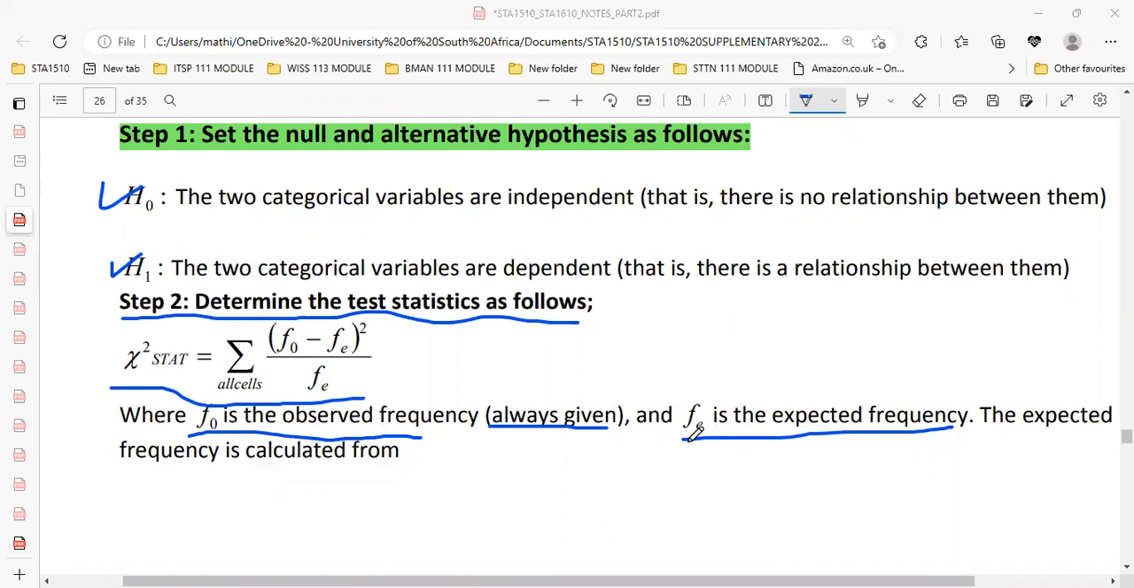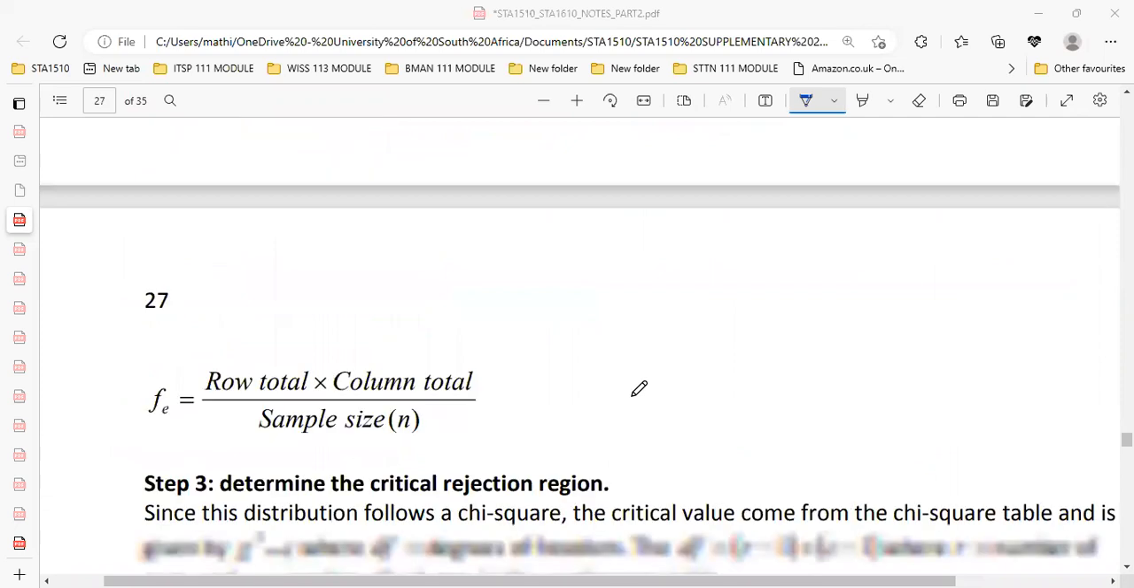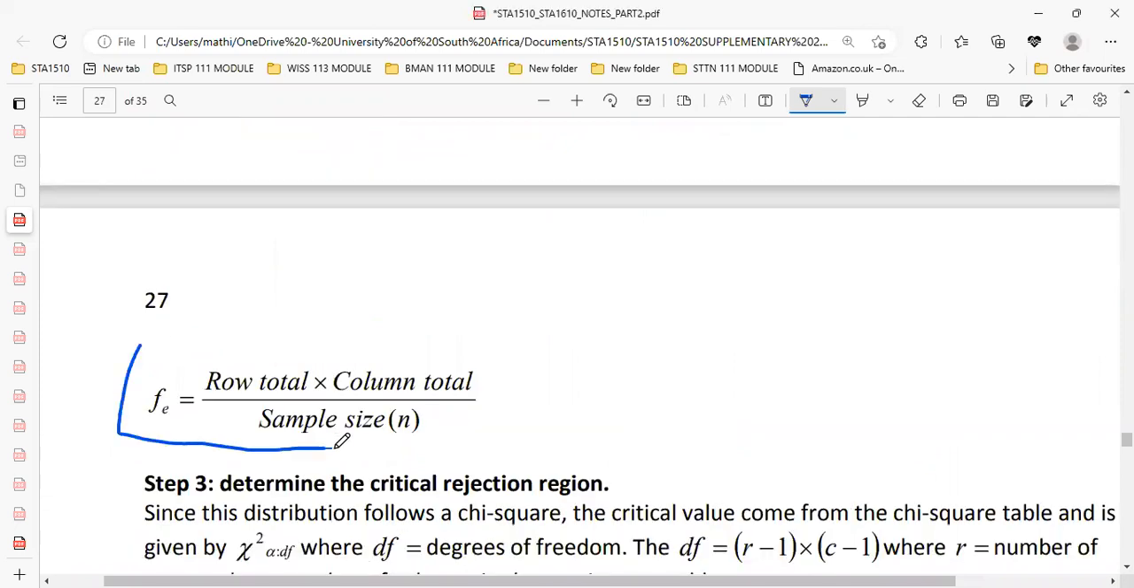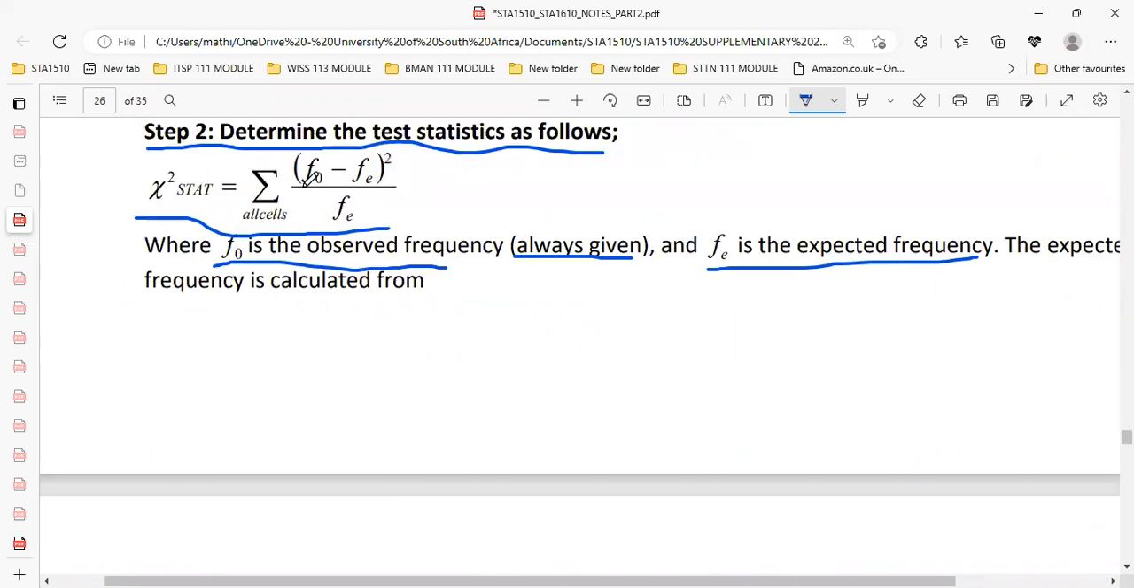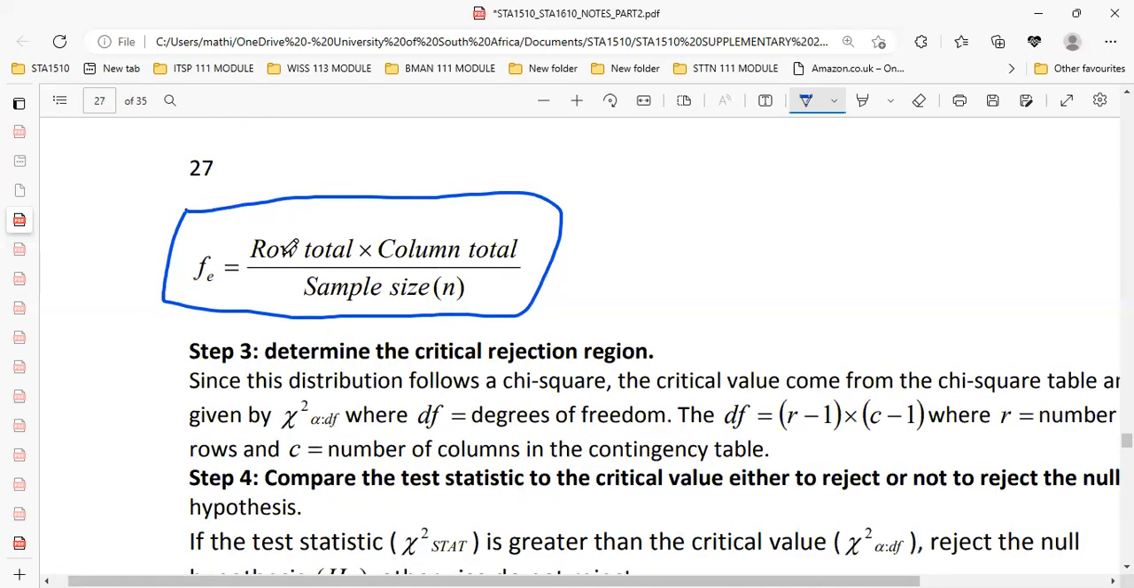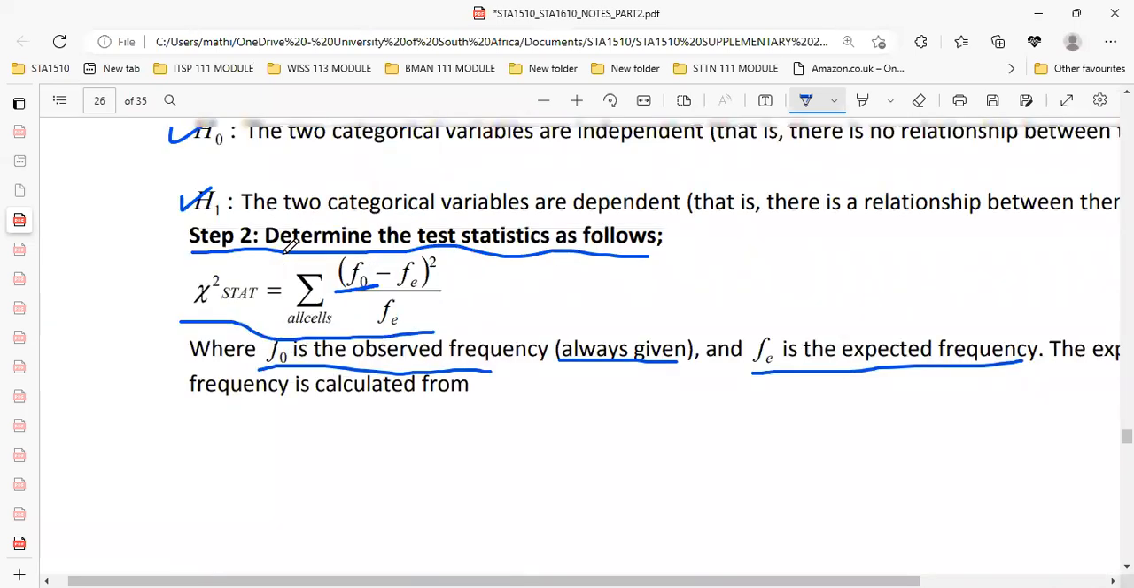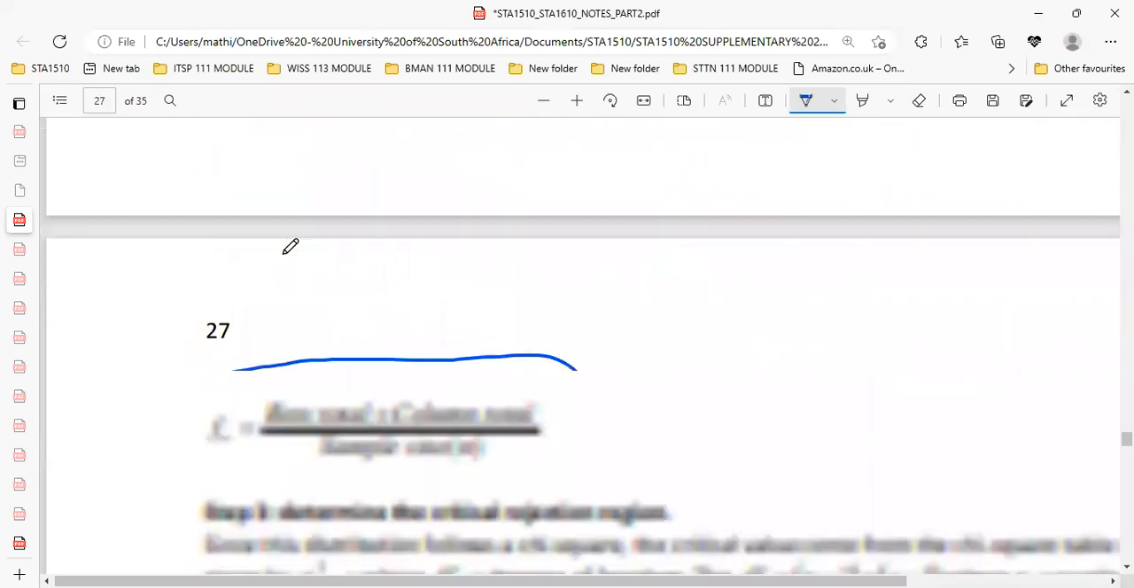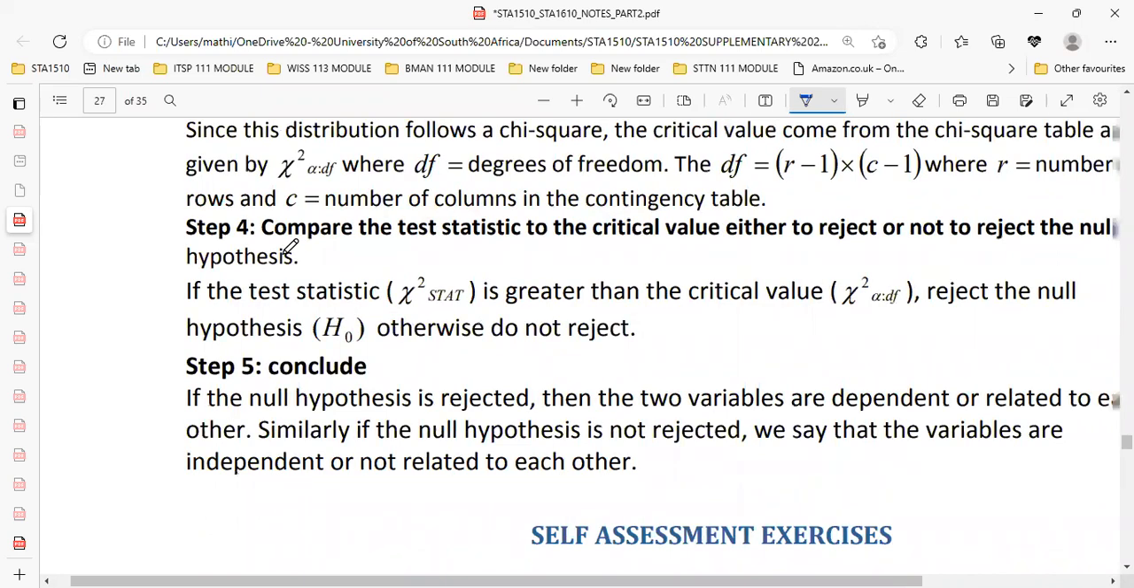Okay, so here FE is the expected frequency. The expected frequency is calculated by using this formula. Remember, FE is expected frequency, and FO here is observed frequency. Okay, let's now calculate the test statistic.